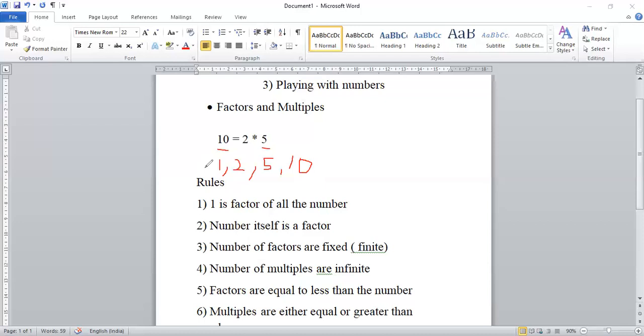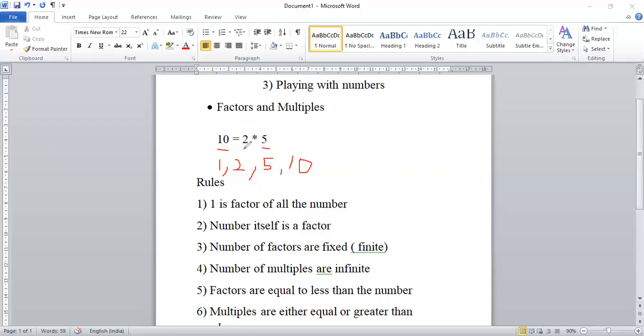It is finite. But opposite to the factors, the number of multiples is infinite. How? If we consider a number 2, so 2 multiplied by any number, we get the answer.